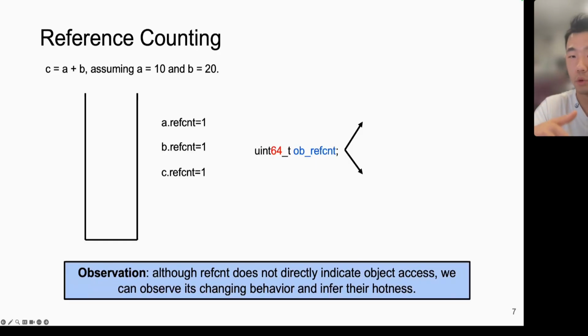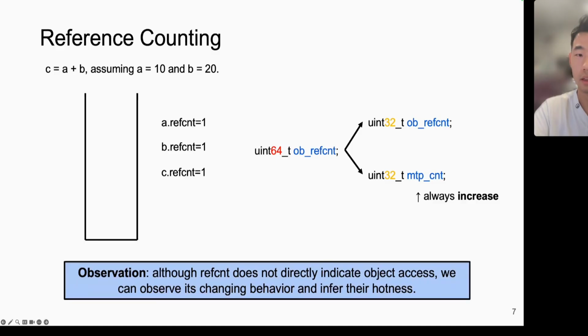We do this by reusing the existing OB ref count field. The 32 least significant bits are left for the original reference counting purpose. We make use of the 32 most significant bits to keep track of the ref count changes. However, unlike the original ref count, our MTP count only increases no matter the original ref count increases or decreases.